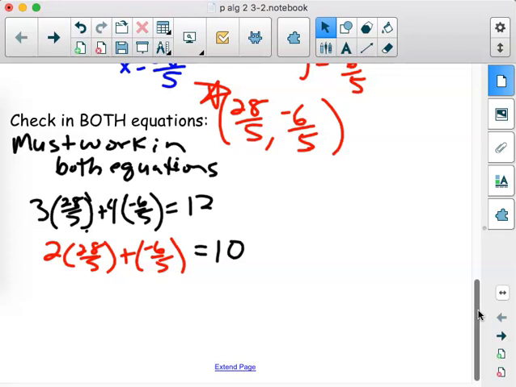3 parentheses 28 divided by 5, parentheses, plus 4, parentheses, negative 6 divided by 5, parentheses, enter. It's good, but it's not enough that it's just working in one. It has to work in both. 2 parentheses, 28 divided by 5, parentheses, plus parentheses, negative 6 divided by 5, there's 10. And now we're absolutely certain. You know, there's no question.